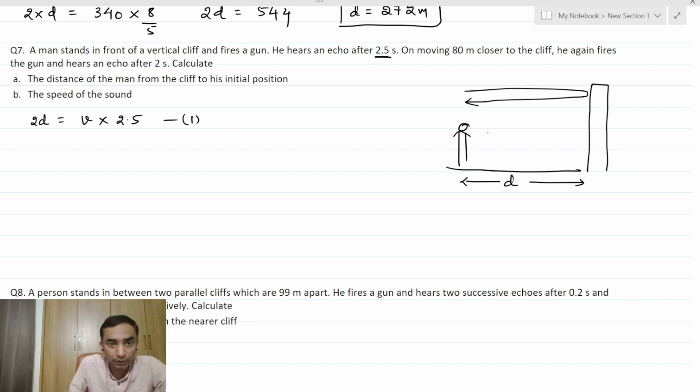Now, if this person moves closer by 80 meters, say for example, now he comes here and this is 80 meters, so the distance between the person and the obstacle has decreased.